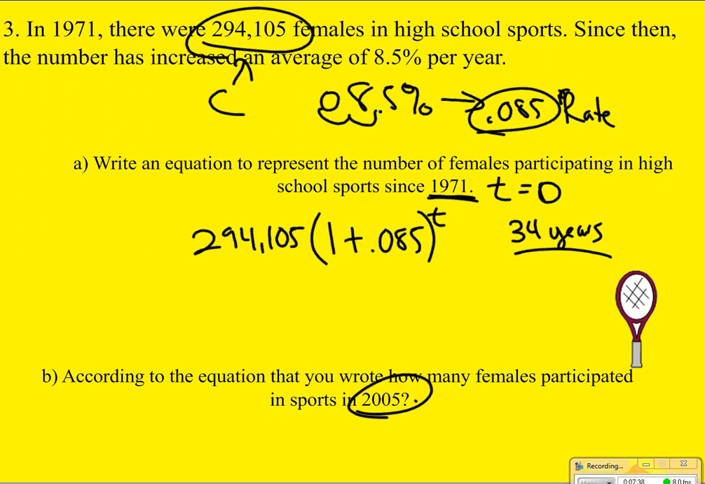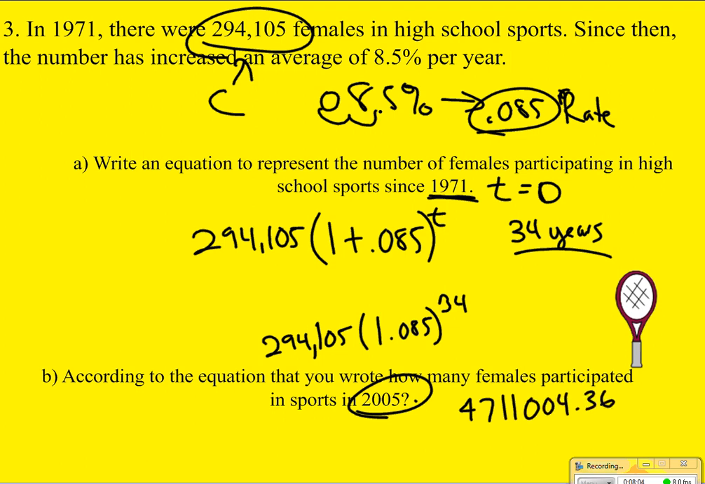So what I want to do is take 294,105, 1.085 raised to the 34. So 1.085 raised to the 34th times 294,105. So how many females are participating? 4,711,004.36 females. So rounded, about 4.7 million, 4,711,004.